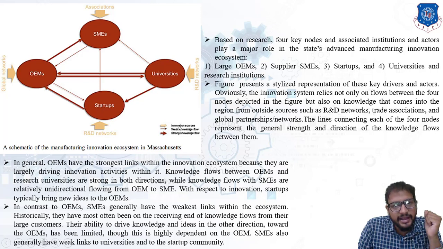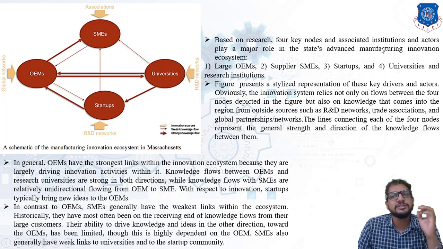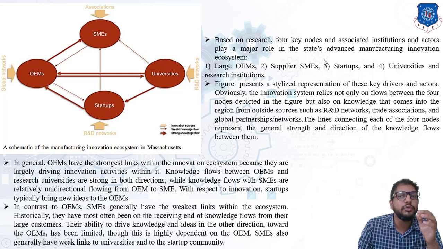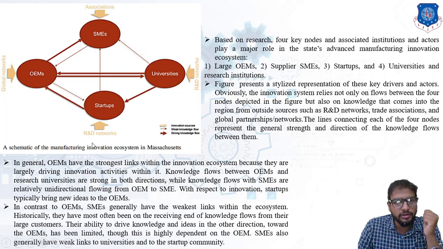Okay, a thin line represents a weak knowledge flow, and a thicker line represents a strong knowledge flow. So we can say, based on research, four key nodes and associated institutions play a major role in an advanced manufacturing innovation system. Remember, you can clearly see that on all four sides there is an R&D network. On one side an association is shown, on the left side a global network is shown, and on the right side, through the universities, an R&D network is shown. These are basically the innovation sources which provide new ideas to these key nodes.